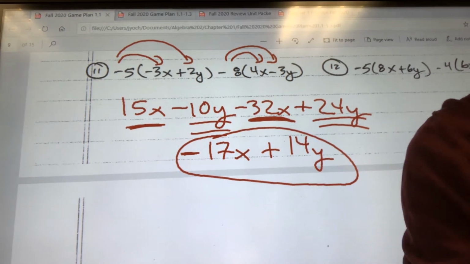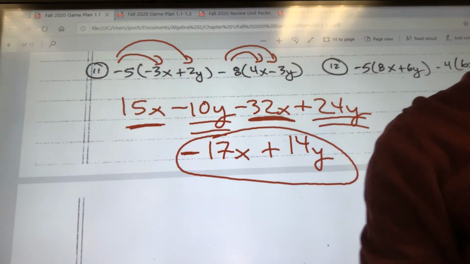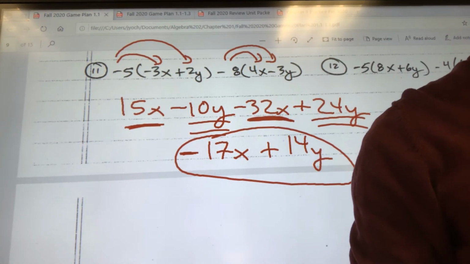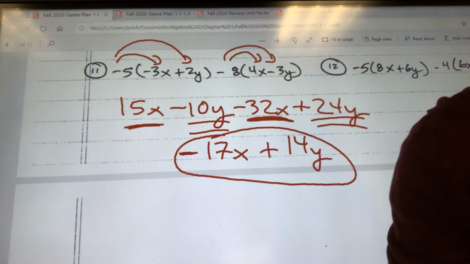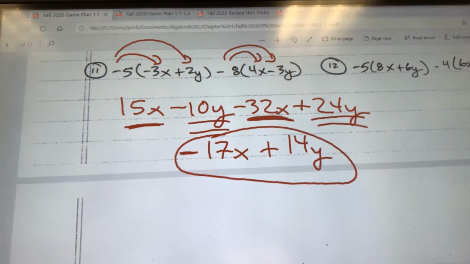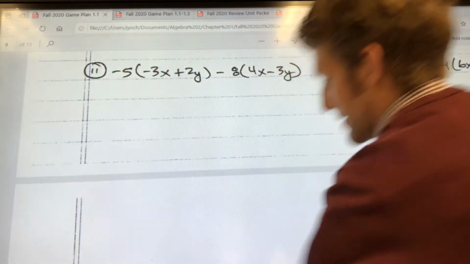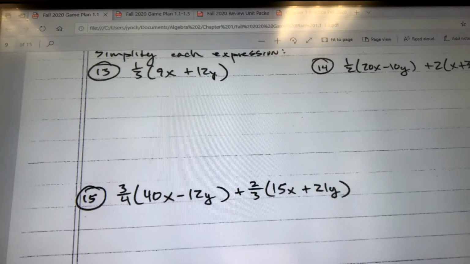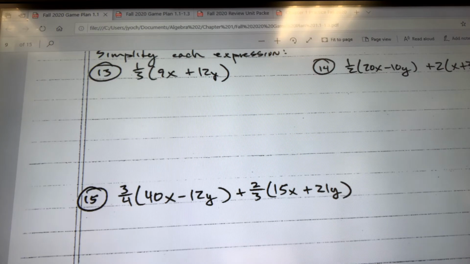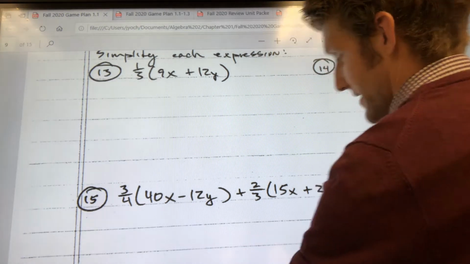All right, and that's that first page there with simplifying. Okay, not too bad. It doesn't equal anything. It's not an equation. It is simply an expression, so don't set it equal to anything. That is it. Let's go to page 8. On page 8, I'm going to help you with 14, 17, and then it looks like 18.